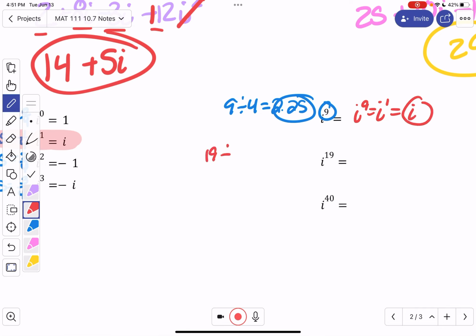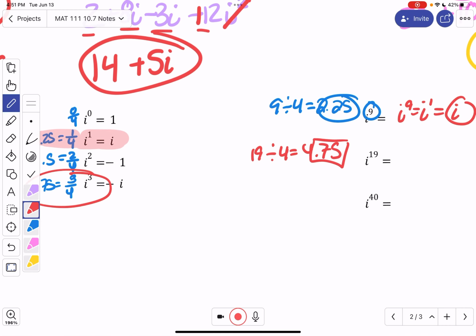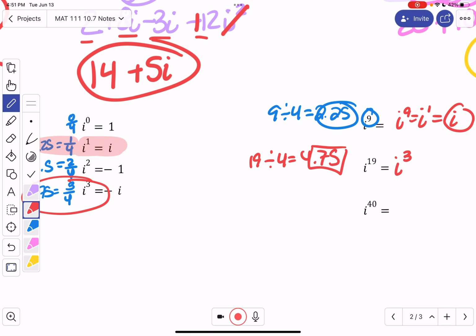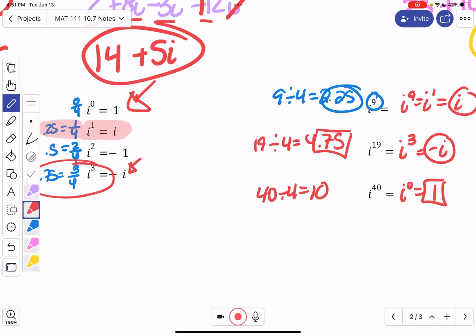19 divided by 4 is 4.75. 0.75 is 3/4. So i to the 19th is the same as i cubed, which is -i. 40, same thing. 40 divided by 4 is 10. There's no decimal, so we say it's the same as i to the 0, which is 1. So no matter what power of i you're given, it's always going to equal one of these 4 things.